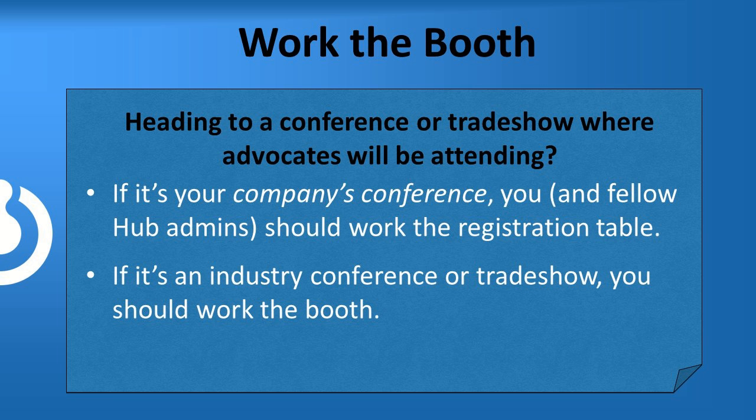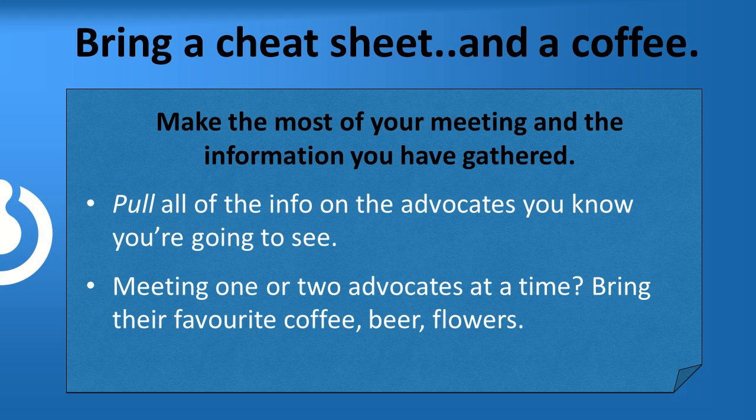And remember, you will have all of this information you learned about them through the hub, through adding them on Facebook. So once you meet them, try to bring up some personal information. And this is where you can have a cheat sheet. So before you go to your conference, you know which of your advocates will be coming.